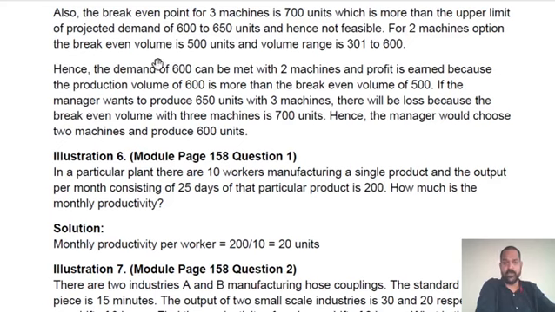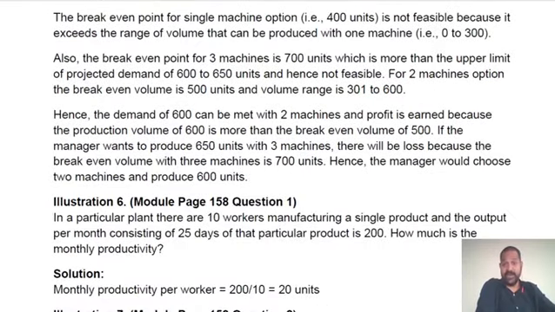For the 2 machine option, the break-even volume is 500 and the volume range is 301 to 600. Hence, a demand of 600 can be met with 2 machines and a profit can be earned, because the production volume of 600 is more than the break-even volume of 500. If the manager wants to produce 650, if he is hell-bent and saying, no, I want to produce more than 600, well, then you will have to buy 3 machines. But remember that there will be a loss because the break-even volume with 3 machines is 700. Hence, the manager would choose 2 machines to produce 600.